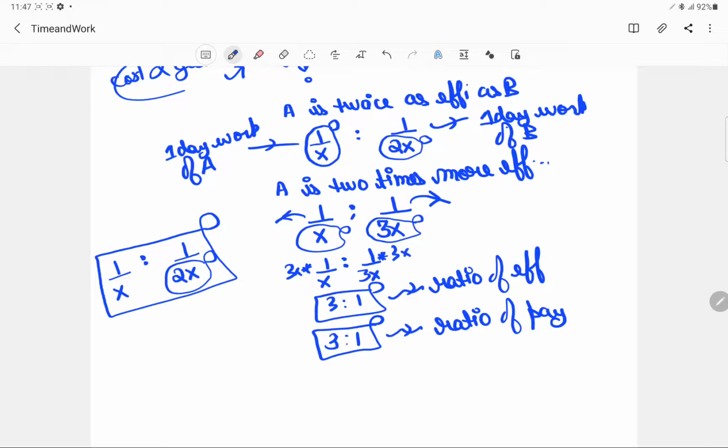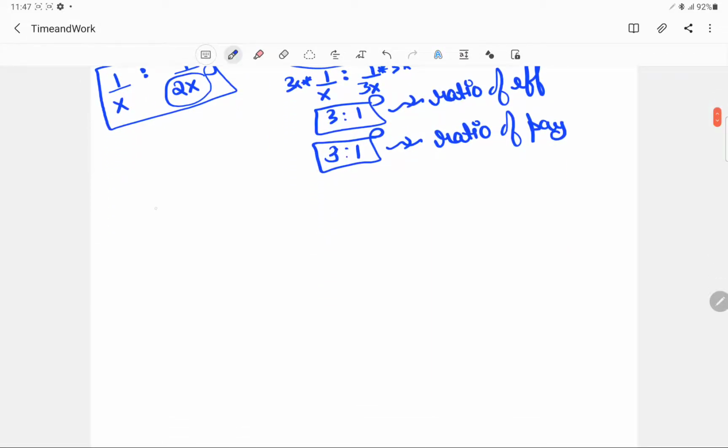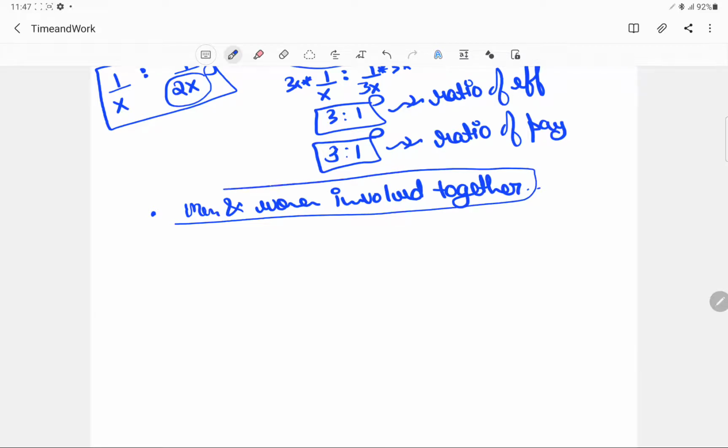Whatever is given, just try to convert it into the work done in their 1 day work or 1 hour work, and all that stuff. Then one question type would be where you will have men and women involved together. This is also a question type that you will find, where men and women are involved together.